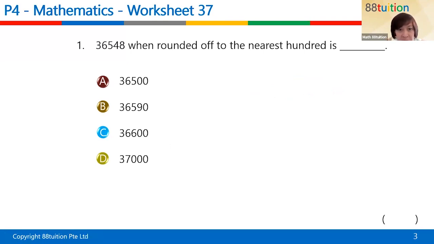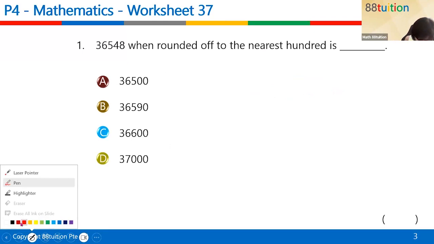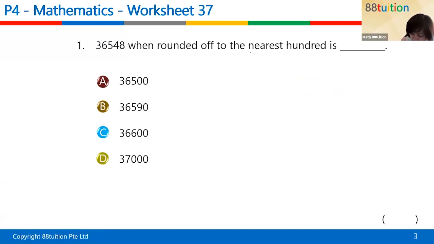I want you to do it in the chat function. Question 1, when he wants it to be nearest 100. So 100 has how many zeros? 2 zeros. So we count 1, 2. Draw a line, underline this.